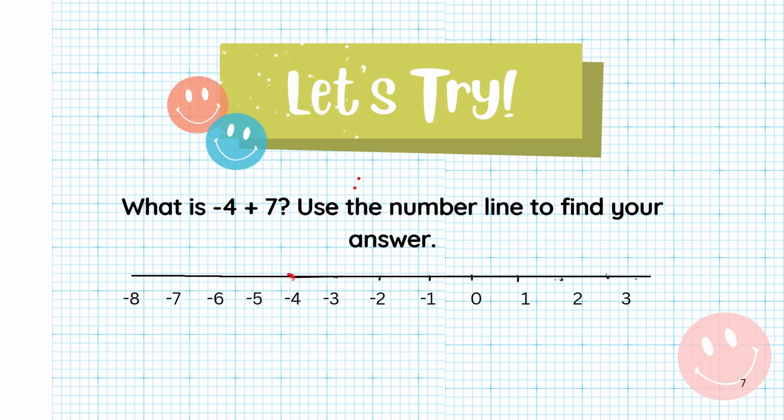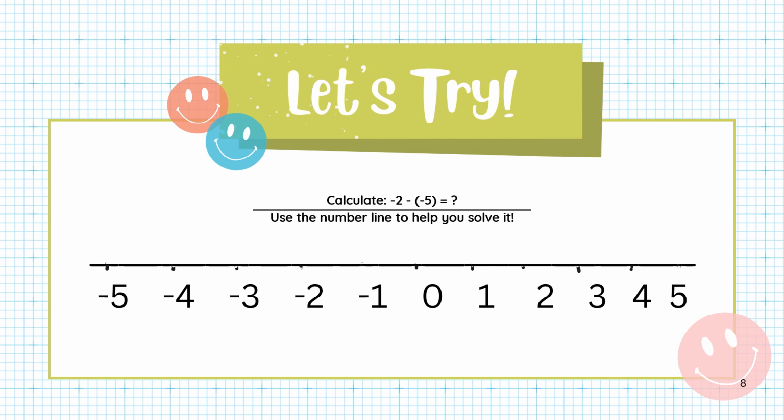Let's practice. -4 plus 7. Let's try one together. Start at -4. Now hop 7 steps to the right. Where do you land? You land on 3. Nice work. Now you try.